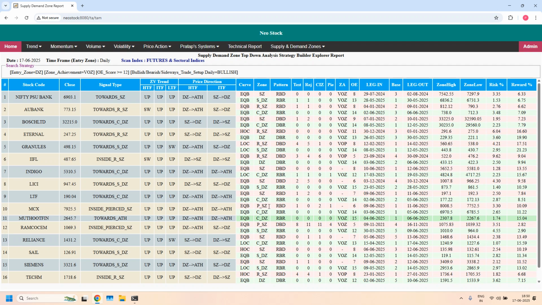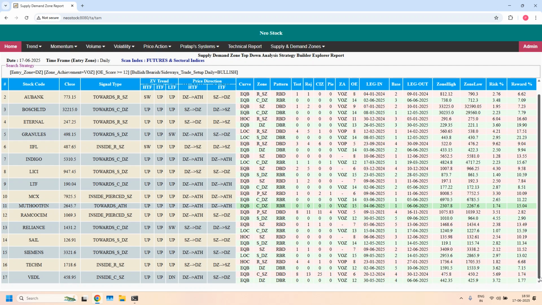First 16 stocks in the list. Scrolling the list down, so total 17 stocks are filtered. Entry time frame zones are daily demand zones. Okay, out of these 17 daily demand zones, there could be some high probability trade setup supported zones available. Let us filter them.